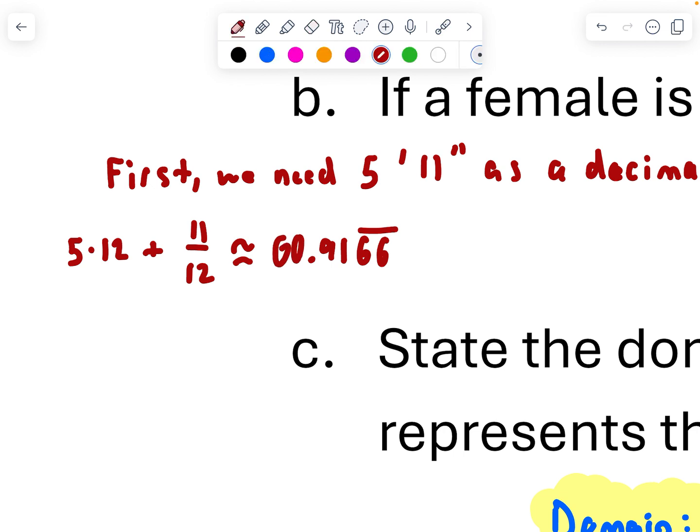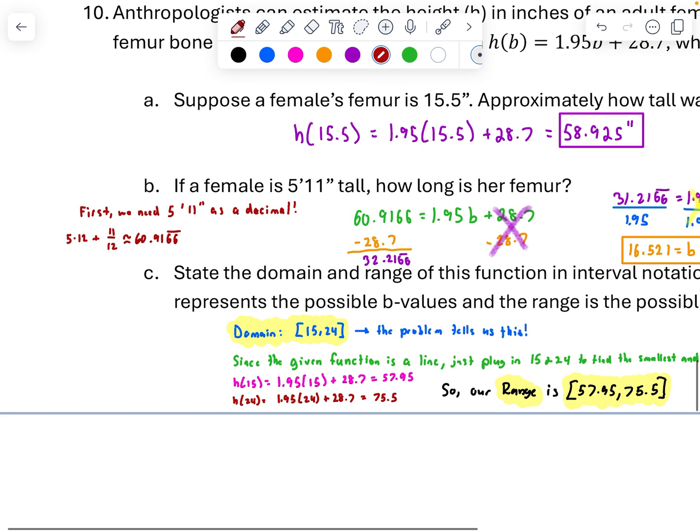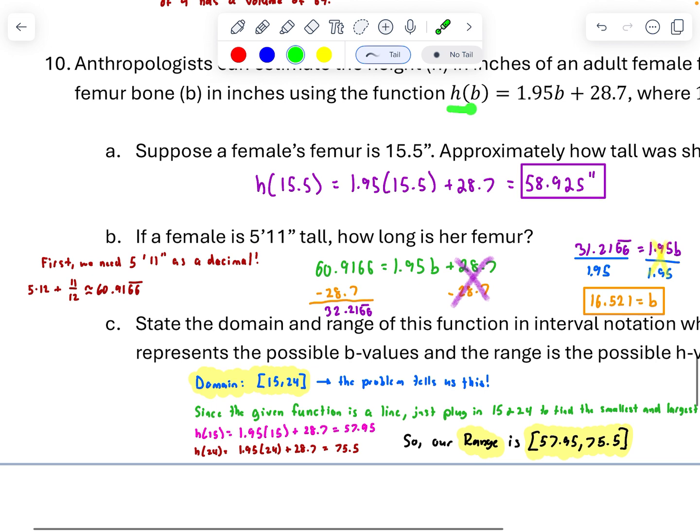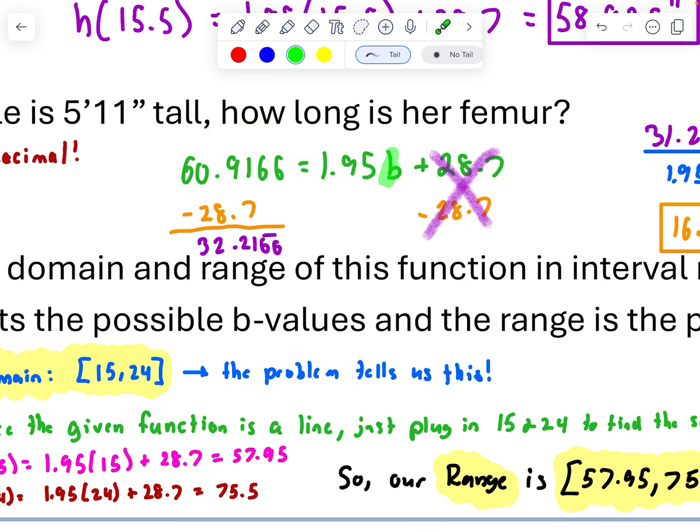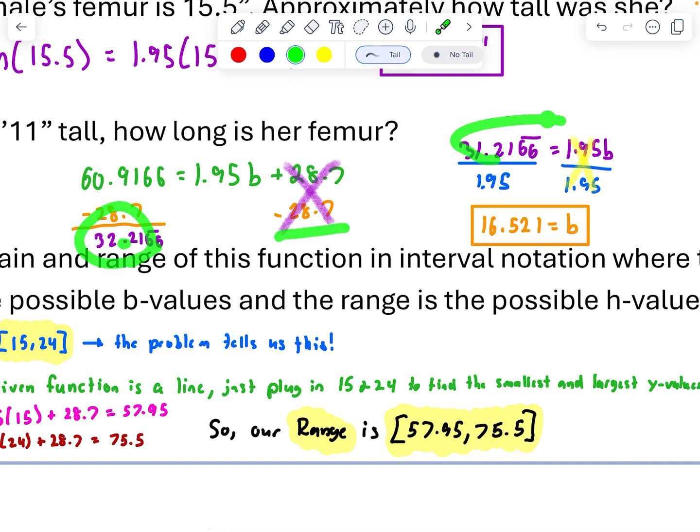So now we know how tall the person is in inches, but that's like our y value in this equation. So that replaces what we call h of b. Remember, in function notation, saying f of x is really just the same as saying y, like y equals. So we are now given our y value. So we set that equal to our equation right here. Then you have to do a little algebra. We're trying to get this b by itself. I subtracted 28.7 from both sides, got this. Jump over to here. So now we have this purple equation. Get rid of the 1.95 by dividing both sides by that, and it gets you b by itself.